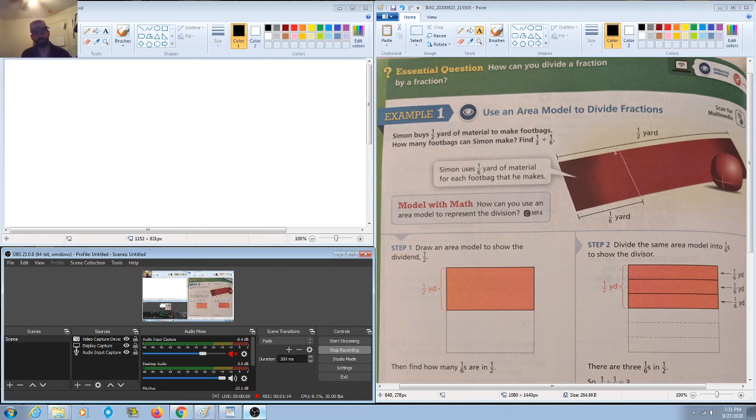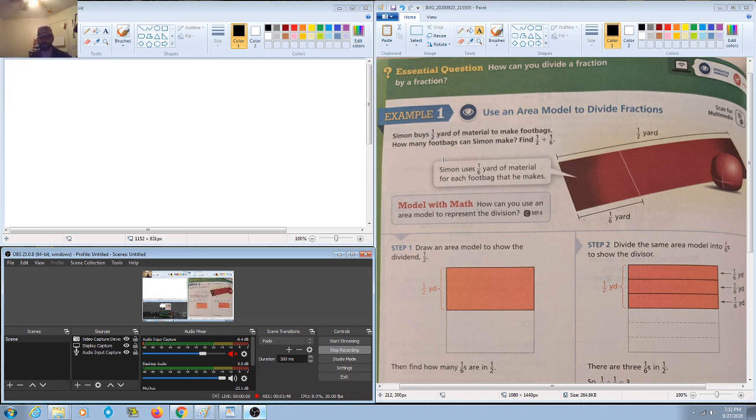Okay, so the big essential question for this example 1 here is, how can you divide a fraction by a fraction? Use an area model to divide fractions. The question at hand says that Simon buys 1/2 yard of material to make foot bags. How many foot bags can Simon make? Find 1/2 divided by 1/6. Simon uses 1/6 of a yard of material for each foot bag that he makes. So the question of modeling with math is, how can you use an area model to represent the division?